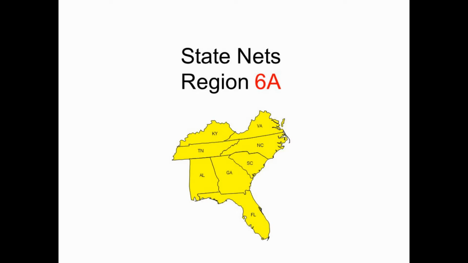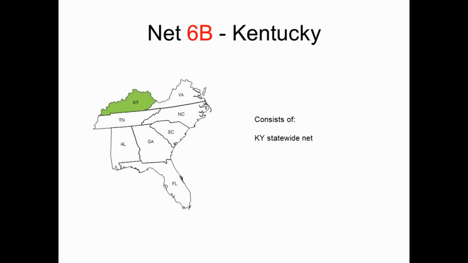The 6 Alpha regional net is comprised of Kentucky, Tennessee, Alabama, Georgia, Florida, North Carolina, South Carolina, and Virginia. The 6 Bravo net is the Kentucky state net.